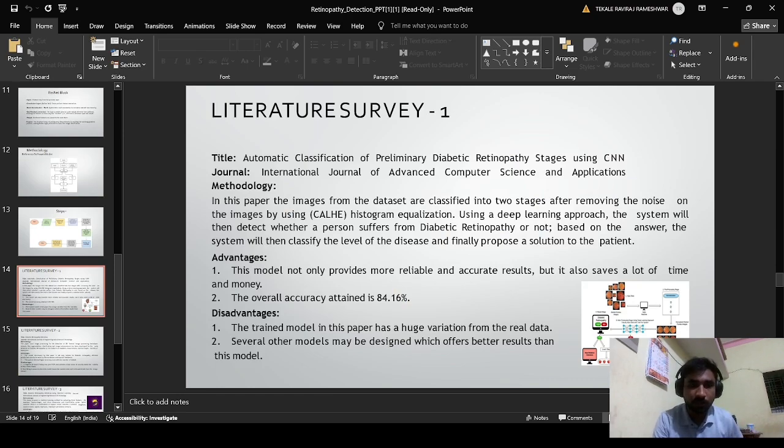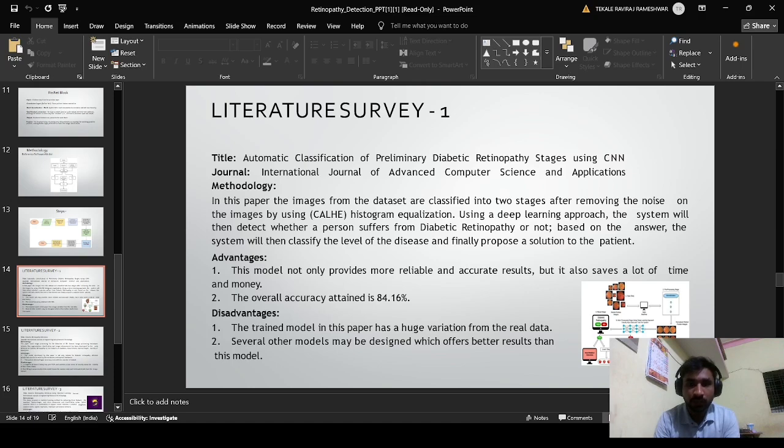The first paper is automatic classification of early diabetic retinopathy stages using CNN. The journal is the International Journal of Advanced Computer Science and Applications. In this paper, the images from the datasets are classified into two stages. After removing the noise from the images using histogram equalization, using a deep learning approach, the system will then detect whether the person suffers from diabetic retinopathy or not.